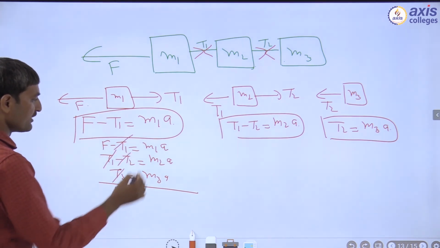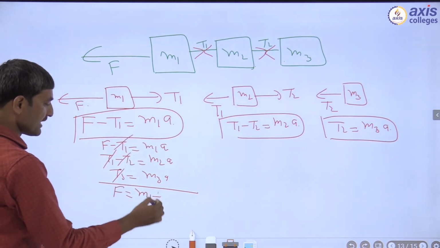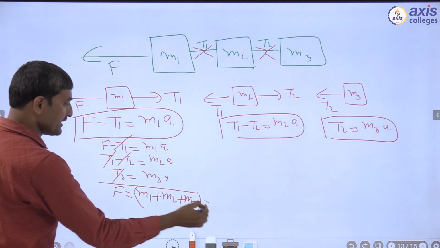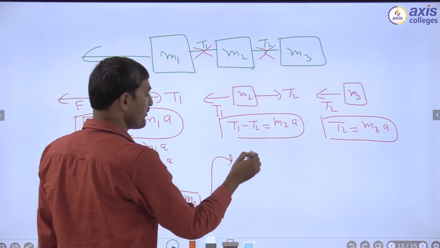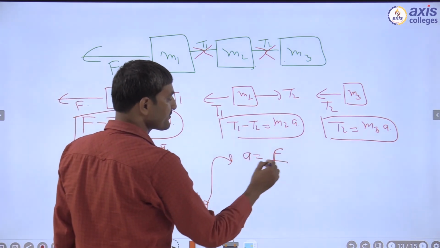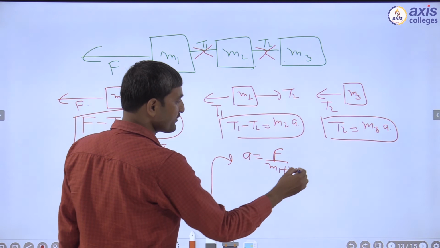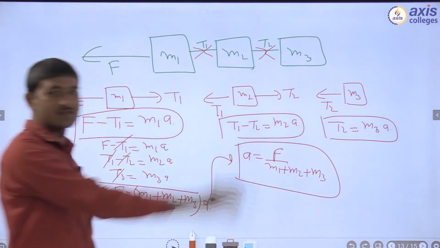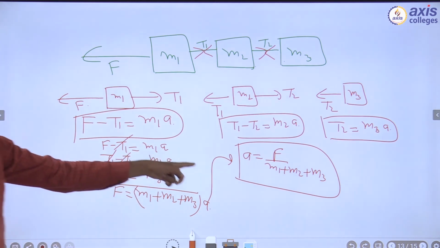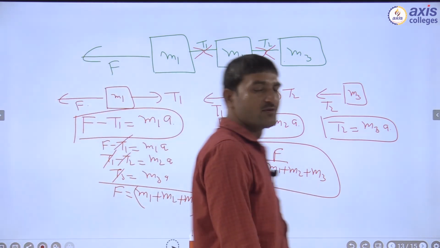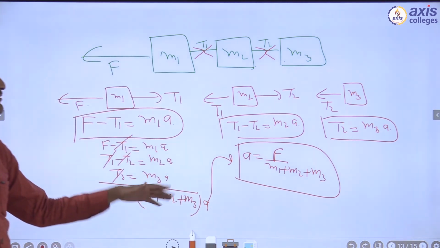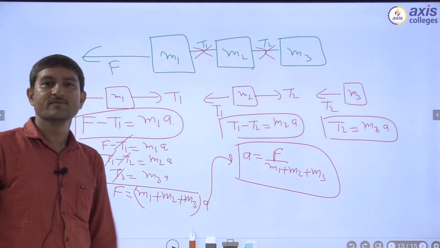So net force equals M1 plus M2 plus M3 into A. So finally we have common acceleration A equal to F upon M1 plus M2 plus M3. Again we derive the same result. Common acceleration equals net pulling force upon total mass. If we use this concept, we can easily solve problems related to Newton's laws of motion.